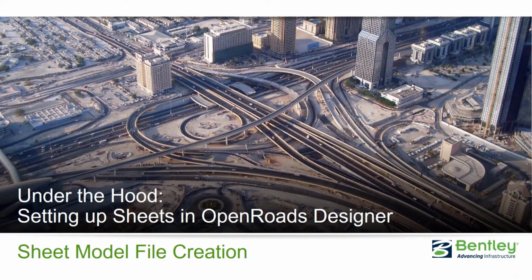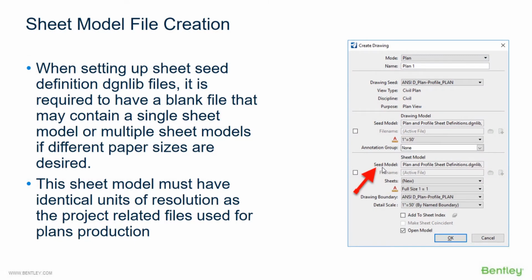Now let's take a look at setting up the sheet model only file. When setting up the sheet seed definition DGN lib files, it's required to have a blank file that may contain a single sheet model or multiple sheet models if different paper sizes are desired. This sheet model must have identical units of resolution as the project related files used for plans production.